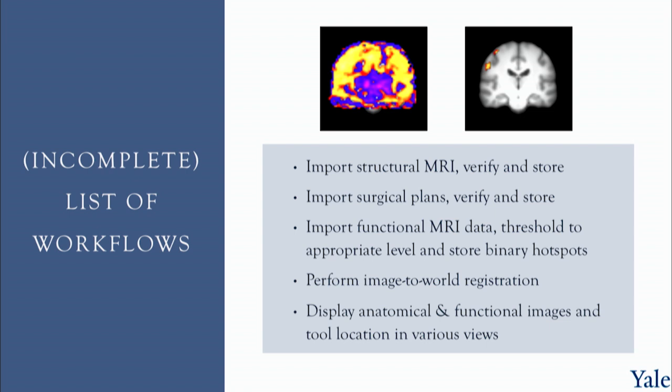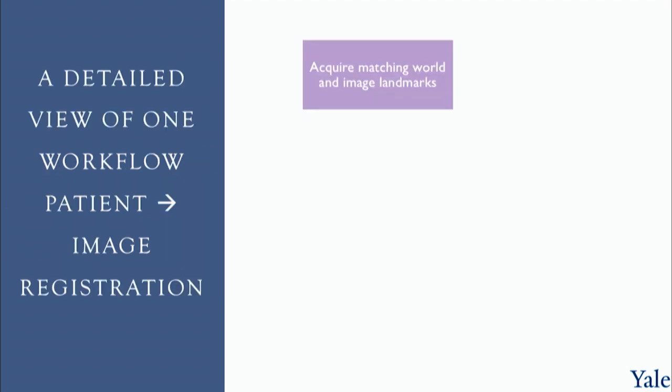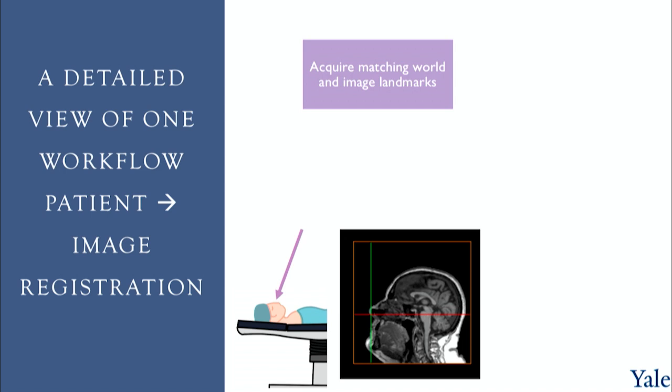So let's take a look at one of the workflows, the image to world registration. And here we'll break it up into 5 steps. First, we acquire matching world and image landmarks. This is one way to do it. So here's our patient, here's their image. We touch the nose in the physical world, we touch the nose with the mouse in the virtual world, and that gives us a pair of points. And we repeat this process for a number of points to acquire a number of corresponding landmarks.